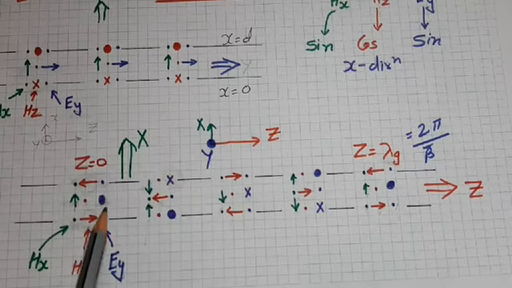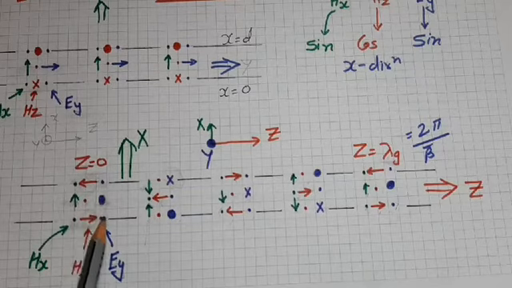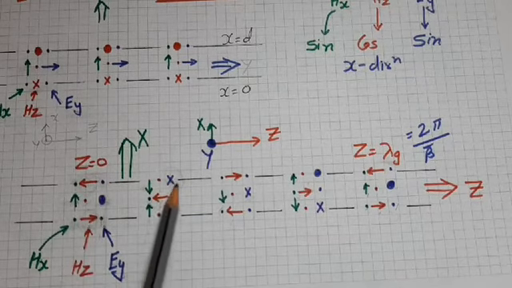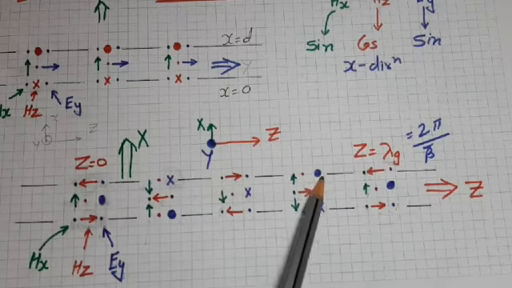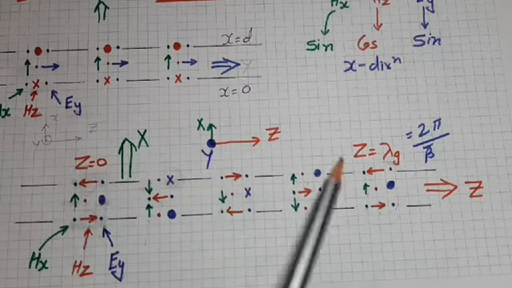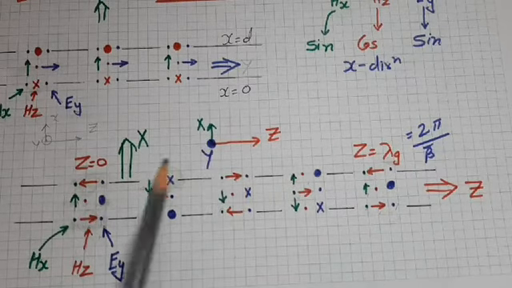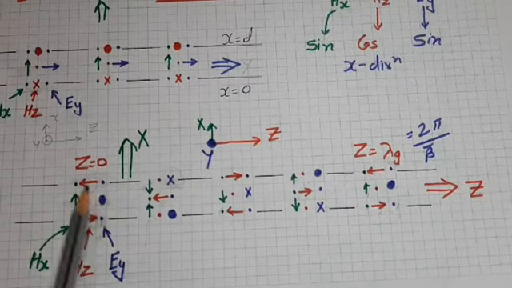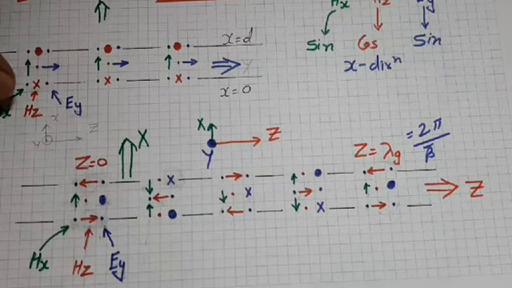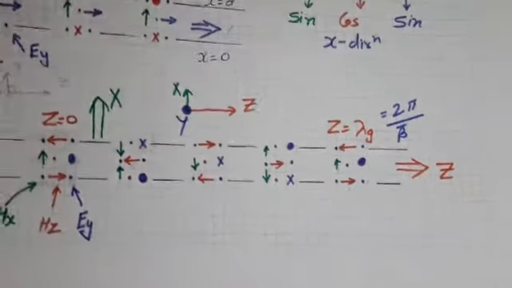Then start from x is equal to 0: 0, positive max, 0, then negative max. So here negative max will come, then 0, then positive max, then 0. So this is complete one cycle variation. So in this way, all these three components will vary sinusoidally in z direction with a wavelength lambda g, that is guided wavelength, which is equal to 2 pi upon beta bar.